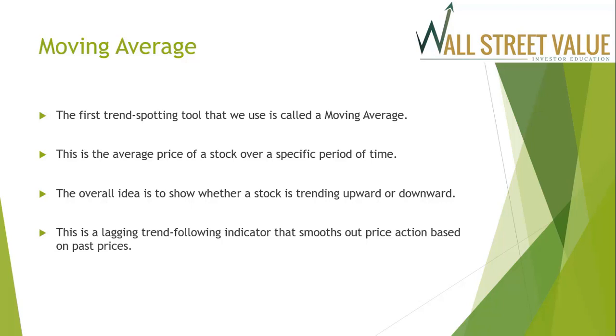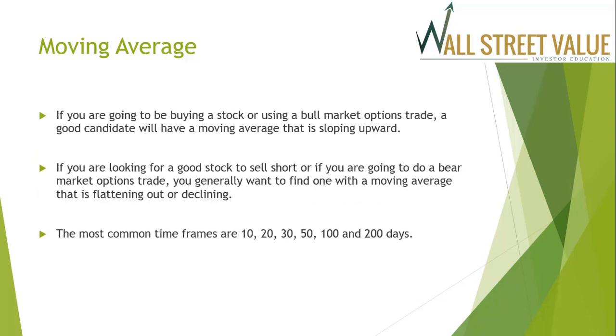The first trend spotting tool we're going to use is called the moving average. This is the average price of a stock over a specific period of time. The overall idea is to show whether a stock is trending upward or downward. This is a lagging trend following indicator that smooths out price action based on past prices.